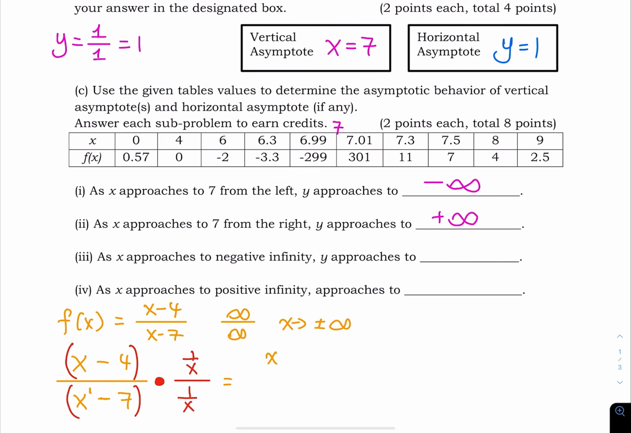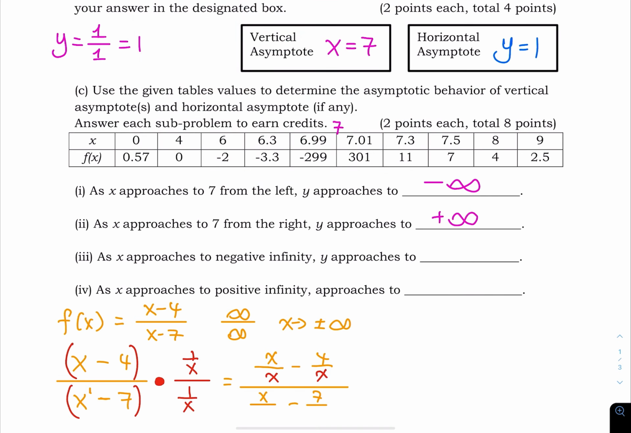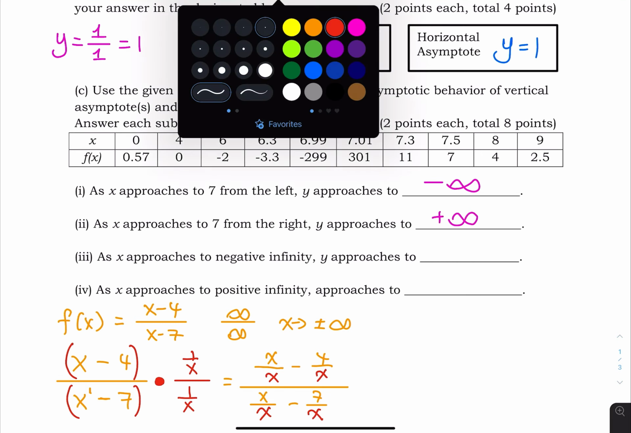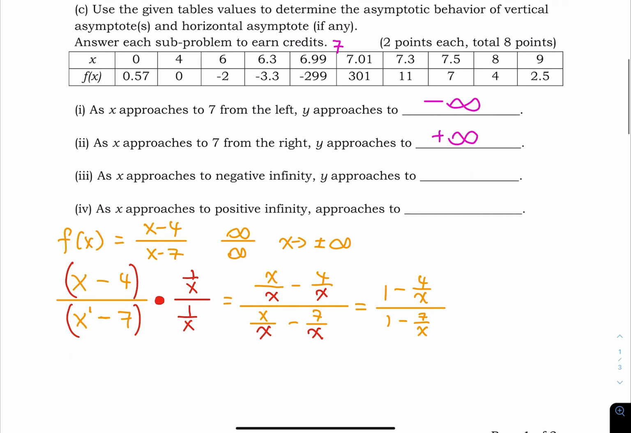So I have x divided by x, minus 4 divided by x, and then over x divided by x, minus 7 divided by x, with the red x. Reduce that, so you have 1 minus 4 over x, and then over 1 minus 7 over x. So this is a magic. Once x goes to infinity, positive or negative, I don't really care. 7 over infinity. You take a number 7 divided by a very large value.